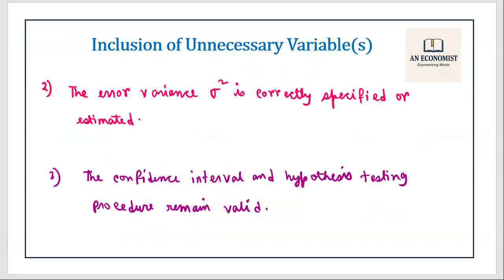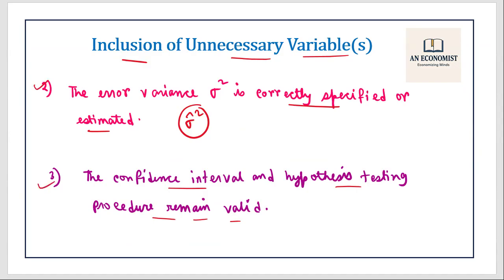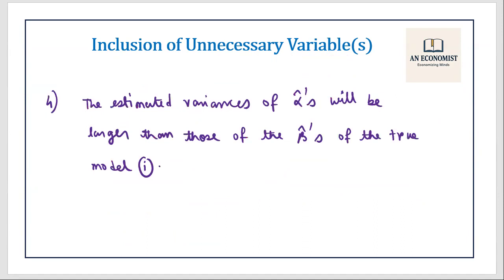The next consequence is that the error variance sigma square is correctly estimated. Sigma cap square, this is the estimator, and it will remain unbiased if you include an unnecessary variable in your model. The third consequence: the confidence interval and hypothesis testing procedure will remain valid. These are also contradictions to the previous specification error. In the previous omission case, the underfitting case, we have seen that error variance is not correctly estimated. Also, confidence interval hypothesis testing was not valid there. So that is why these consequences are less severe.